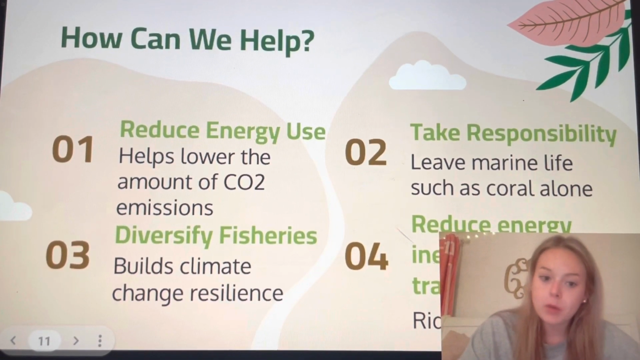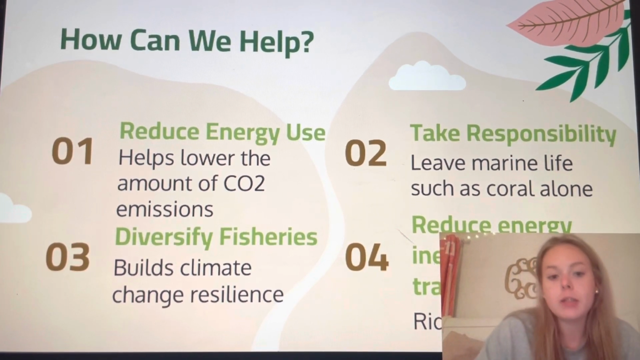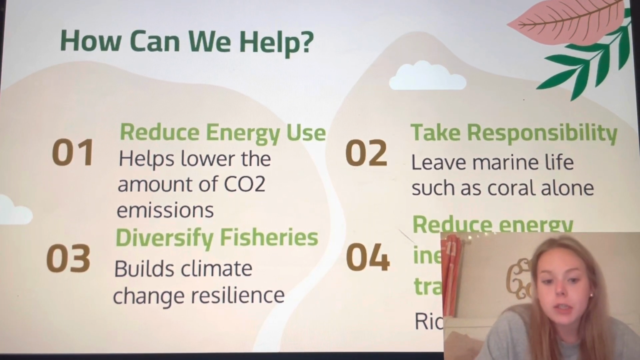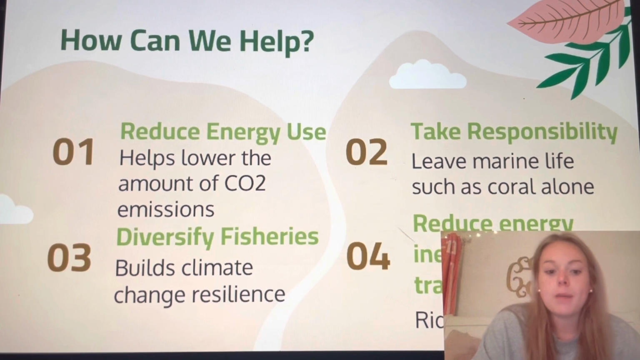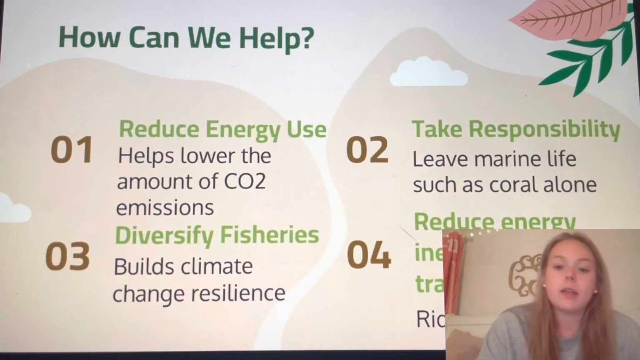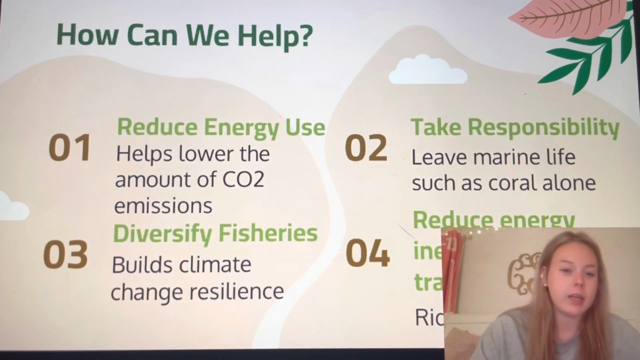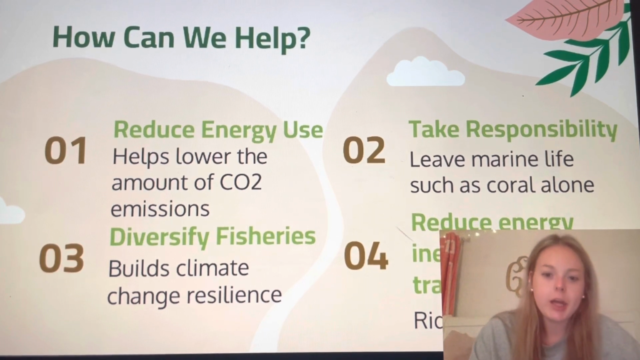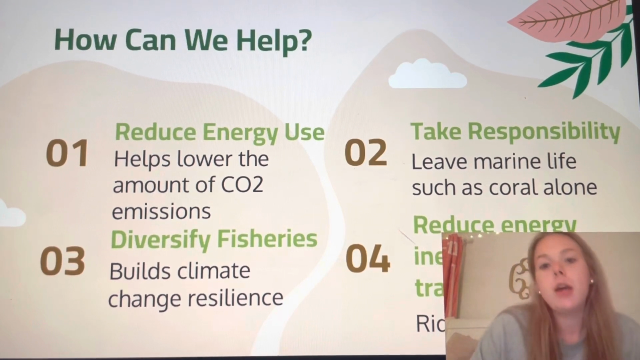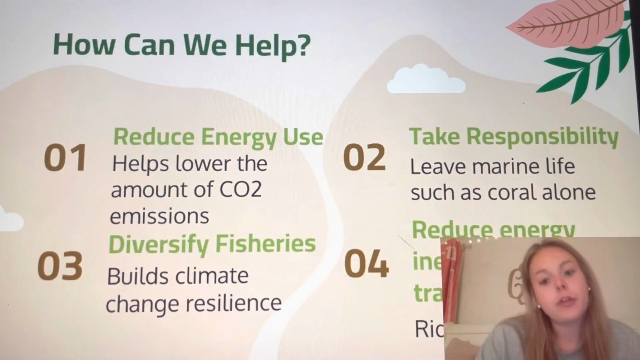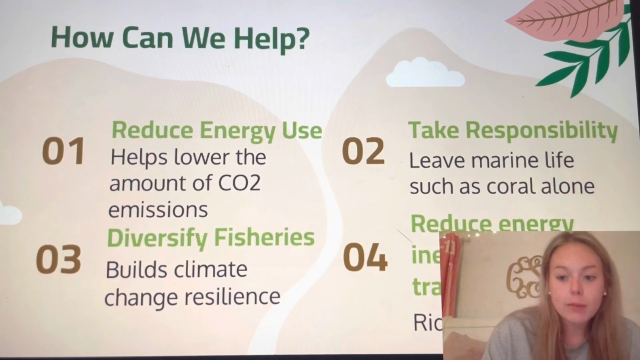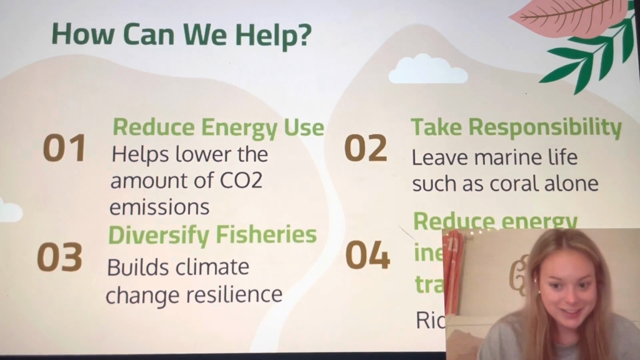So these are examples of what we can do to help. So example one is to reduce the energy use that we use. So lowering the amount of CO2 emissions, diversity, fisheries, building climate change resilience, take responsibility. So we need to leave marine life such as coral alone and let it live in its habitat without humans being in the area. And we need to reduce the energy inefficient transportation. So cars obviously are not good for the earth, so riding a bike, carpooling, things like that, little steps would really help make a change.